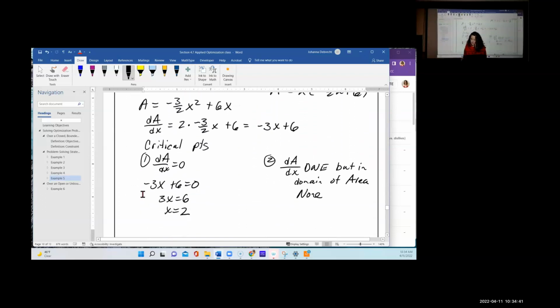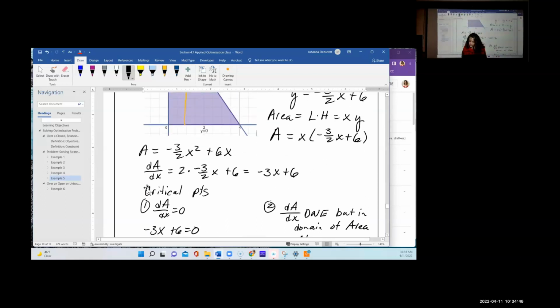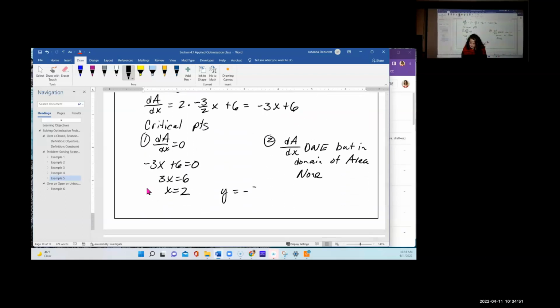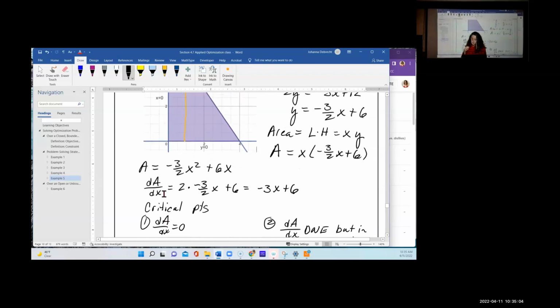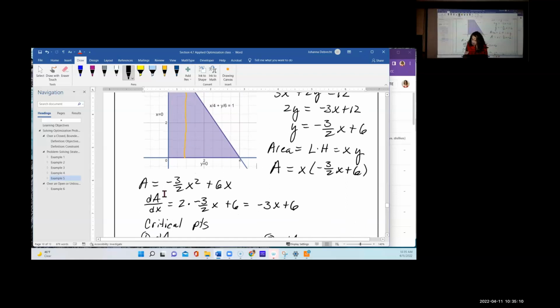So x is 2, then we can find the y value by plugging it back into the equation of that line, which was -3/2 x plus 6. Which gives us -3 plus 6, which gives us 3. This seems to say that the area... Did I mess up somewhere? Oh, I was just looking for y. I haven't done the area yet.